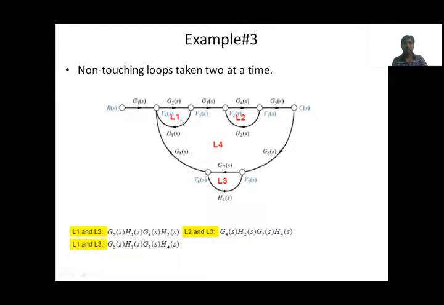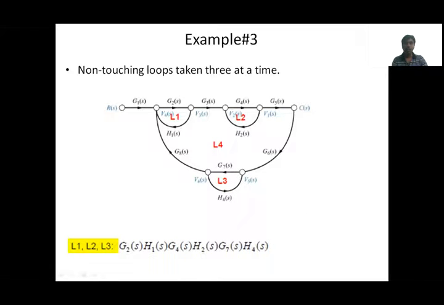But what about L4? L4 is touching with L1 and L2 and L3. None are non-touching with L4. Therefore, that is not non-touching. So we have only 3 pairs of non-touching loops: L1, L2 first; L1, L3 second; L2, L3 third. So these are the non-touching loops and their respective gains.